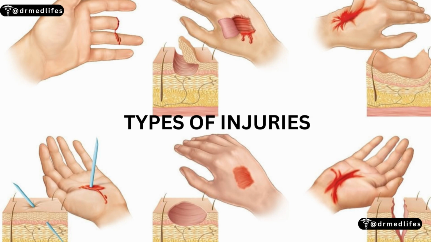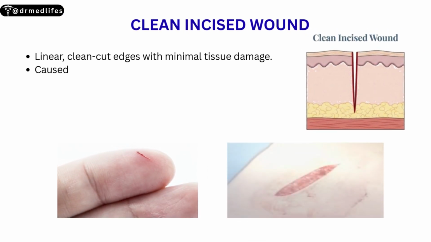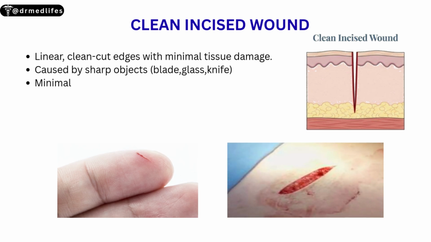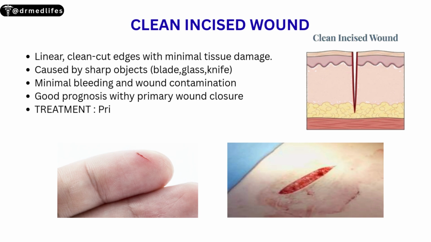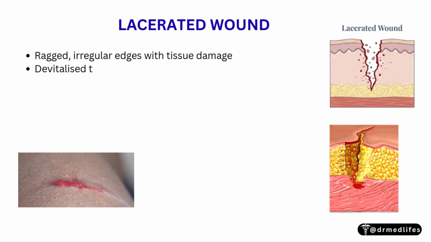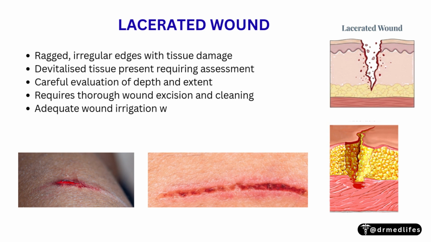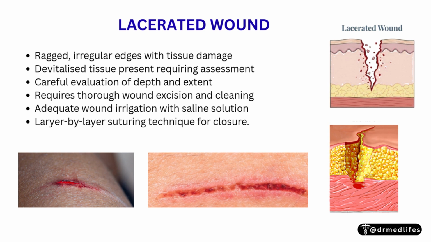Now let's look at the specific types of injuries you will see in a clinical setting. First one is clean incised wound. This is a tidy, simple, clean cut wound with linear cut edges, usually caused by something sharp like a blade, glass piece or knife, treated by primary suturing. Second one is lacerated wound, a wound with raised edges and devitalized tissue. Here, the depth and the tissue damage must be carefully assessed. These need adequate wound excision, thorough washing and layer by layer suturing.